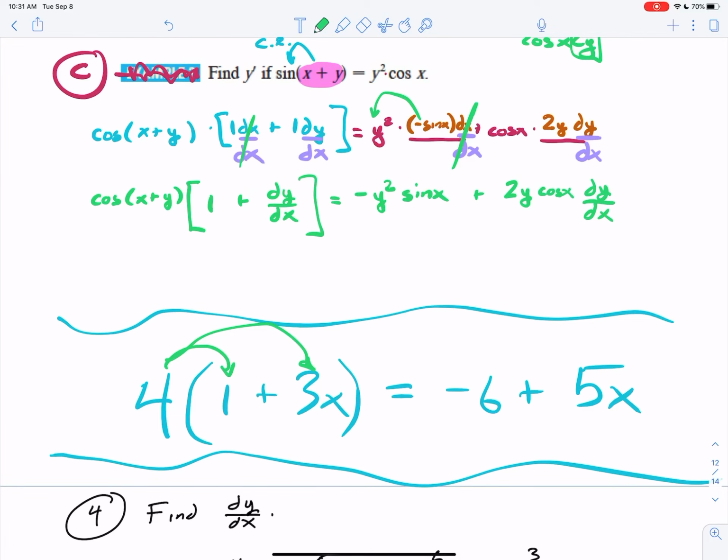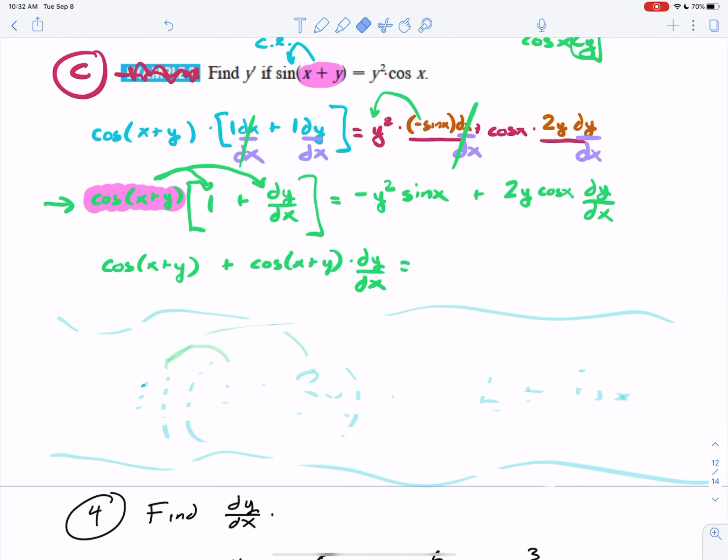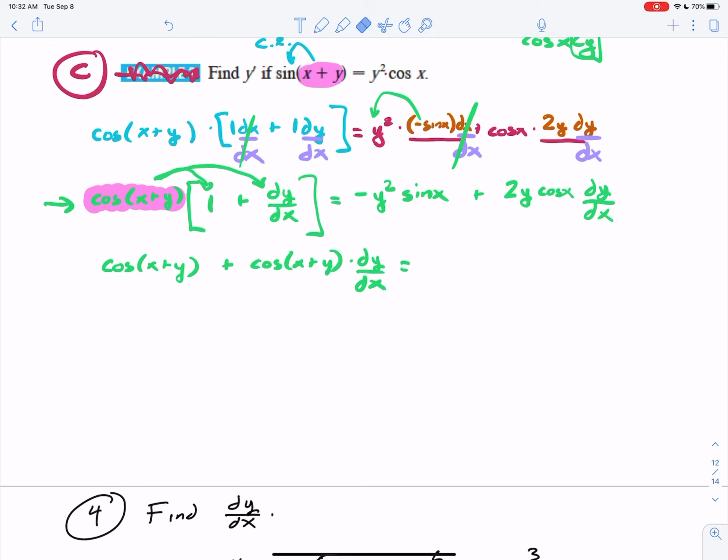We're going to take this blob of a quantity, cosine of x plus y, and we're going to distribute it to the 1 and to the dy/dx. So cosine of x plus y times 1 is just cosine of x plus y. Is that hurting your eyes? Oh my gosh, it's playing tricks on me. Plus cosine of x plus y times dy/dx. Okay, let me get rid of this so that you guys don't get confused. Equals, the right-hand side I'm not going to touch.